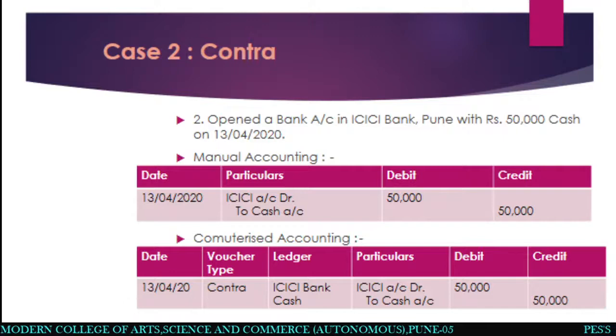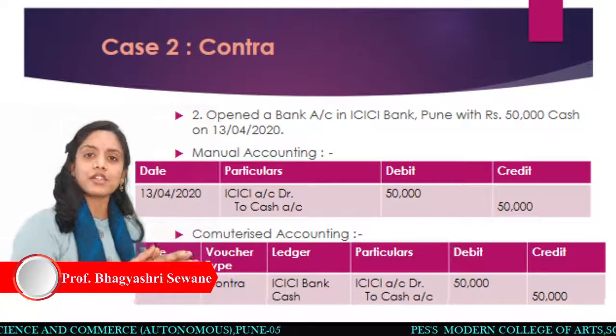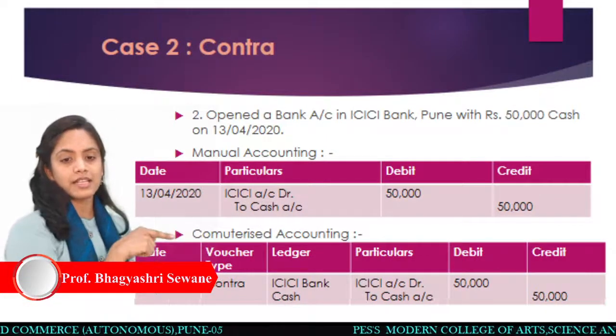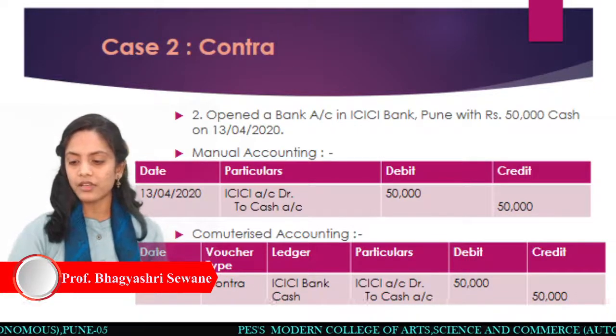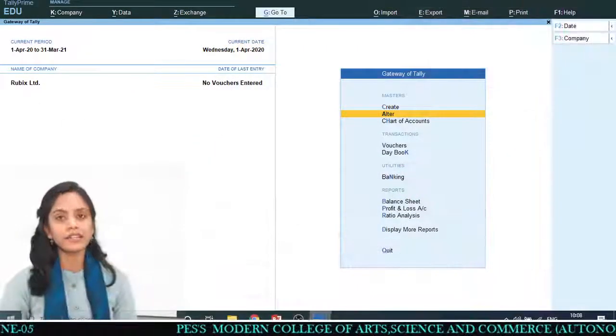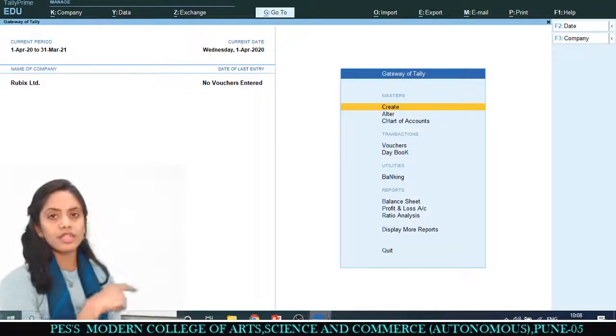Now we know that there is already a cash account, right? Already there is a cash account. I just have to create an ICICI Bank account right now. So we will once again go to Tally and create a ledger, that is the ICICI Bank account. So I just have to go to this create option.